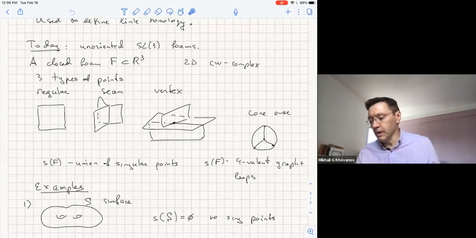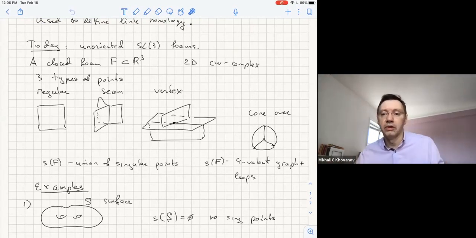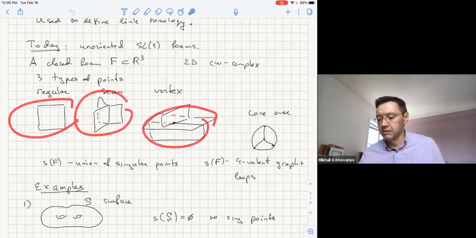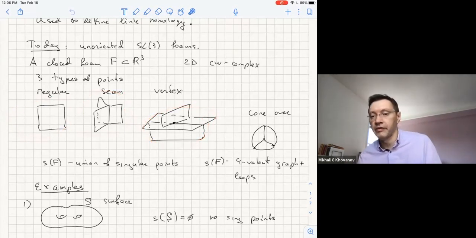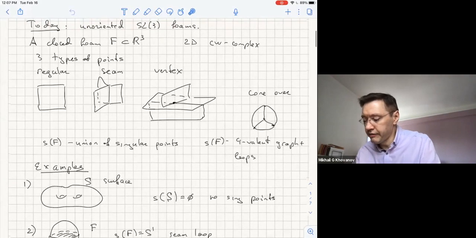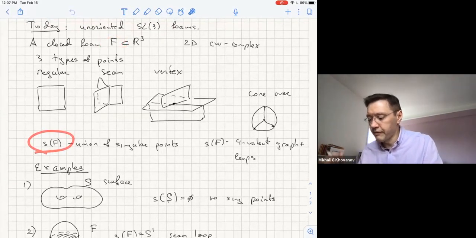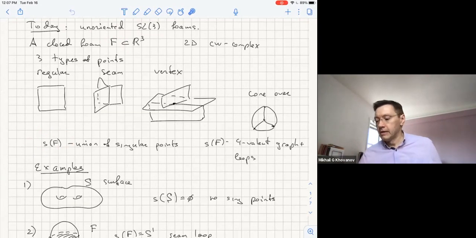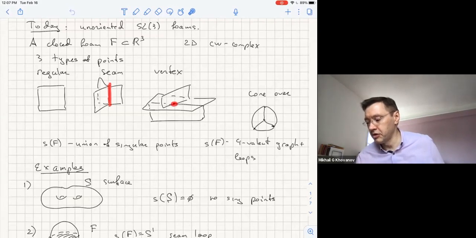If you have an arbitrary combinatorial two-dimensional CW complex, you can deform it up to homotopy equivalence or simple homotopy equivalence so that it locally looks like this. So from the homotopy viewpoint, this is generic. Everything can be deformed to that type. Given such an F, we denote by S of F the union of singular points of F. These are the union of points on seams and singular vertices. That's S of F, and it's one-dimensional.